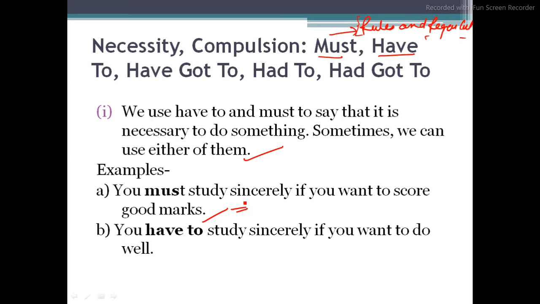This is a necessity, this is a compulsion. You have to study sincerely if you want to do well. Again, this is a necessity or a compulsion, because without studying sincerely, naturally you won't be able to do well in your exams. So, I repeat, for rules and regulations, or for things which are extremely necessary or compulsory to do, we will use must or have to. Okay, moving on.